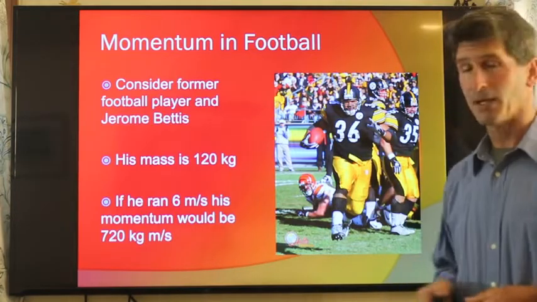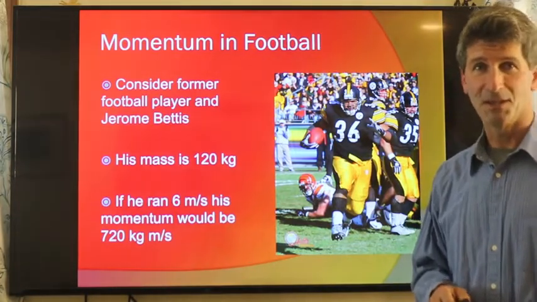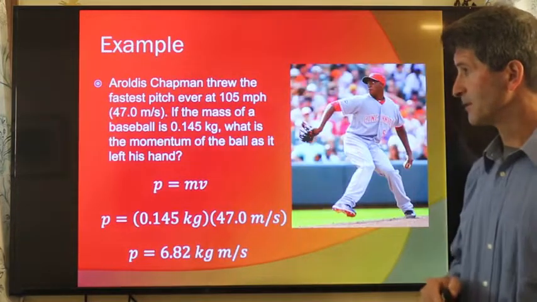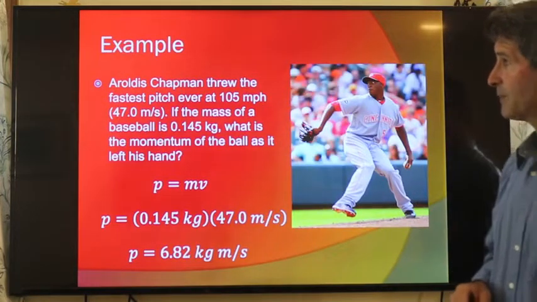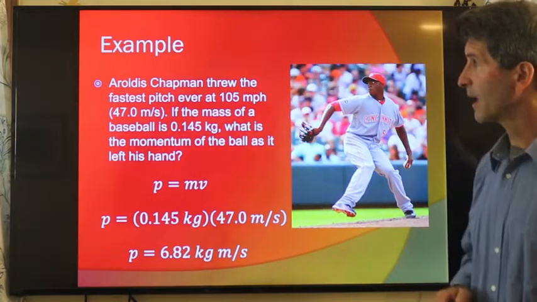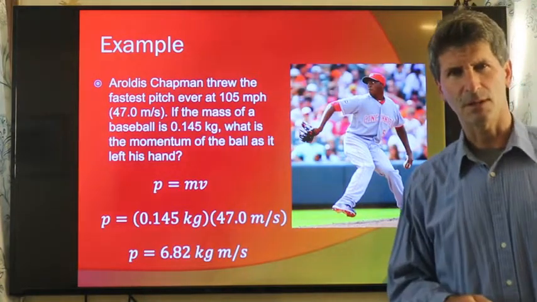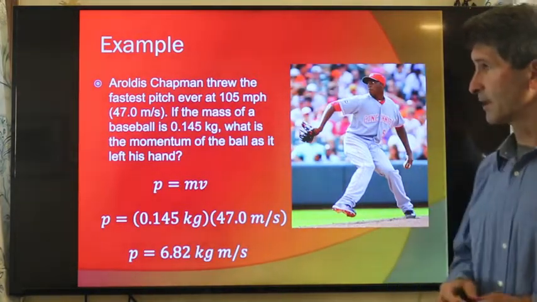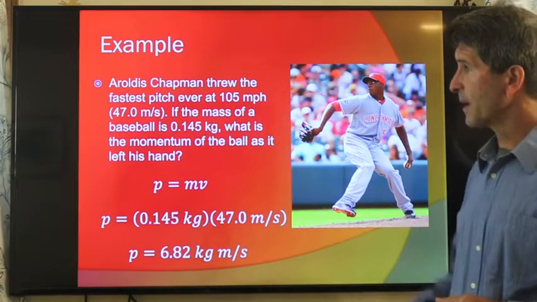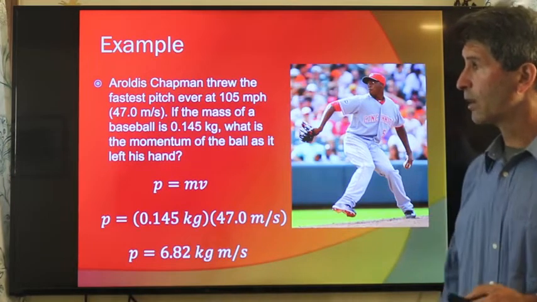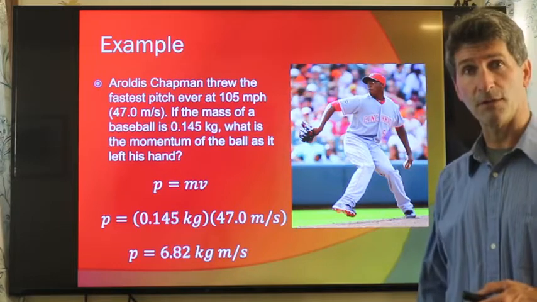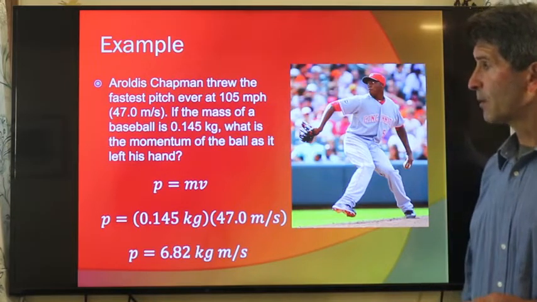Of course, being able to accelerate with all that mass is also a great advantage that he had too. Aroldis Chapman threw the fastest pitch ever at 105 miles per hour. There have been unofficial clock speeds in other cases. But considering the mass of a baseball at 0.145 kilograms, 145 grams, what would the momentum be?